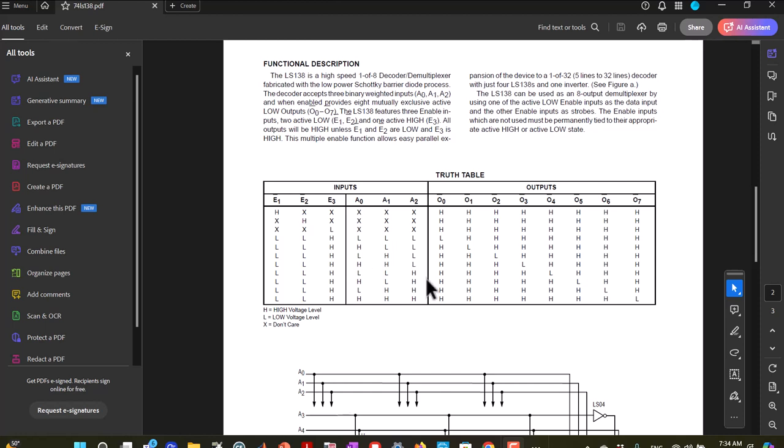If I look at the third to last row, high, low, high, so that's 1, 0, 1. That is 4 plus 0 plus 1, that's 5. So that means output 5 is going to be low. So when I have number 5 as the input, then output 5 is low. I'm just going to grab this so that I will have it handy.